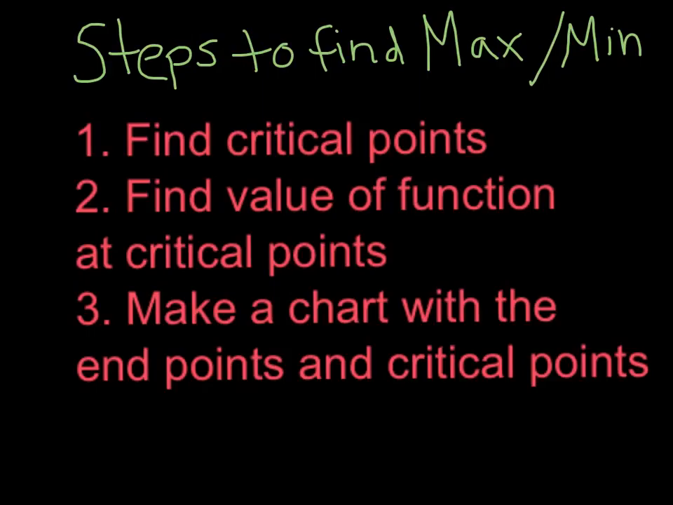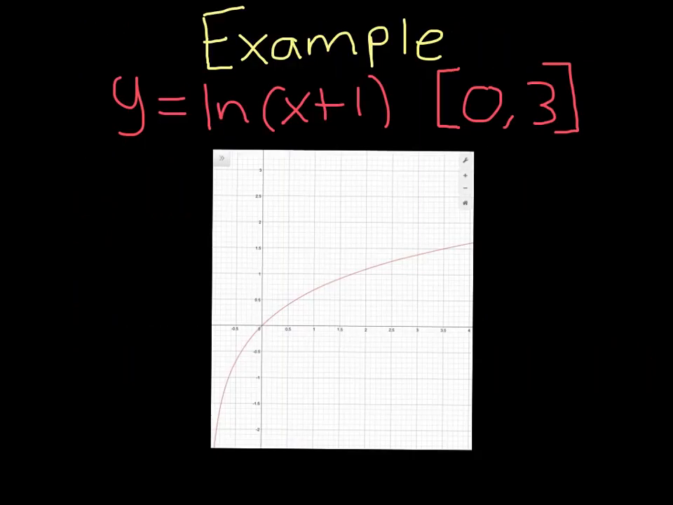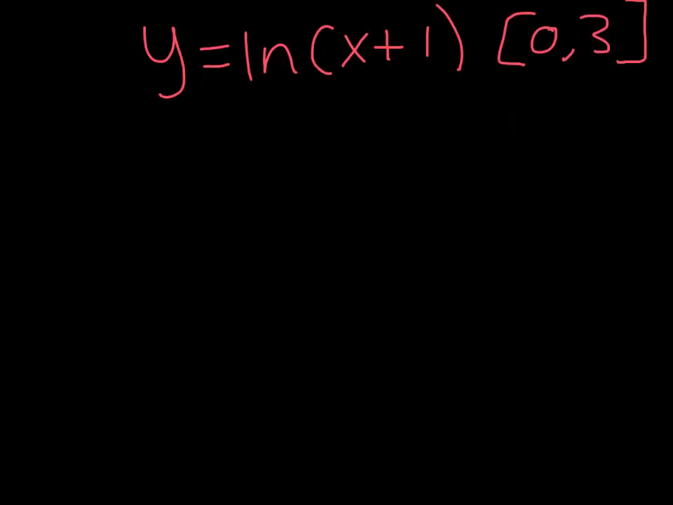So the steps to find a max or a min value: find the critical points, which you find by setting the derivative equal to 0. Find the value of the function at the critical points. Then you want to make an xy chart with the endpoints and the critical points and their values. So our first example is y equals ln of x plus 1 on the interval of 0 to 3. The graph is shown below, and we will explain how to do it next.